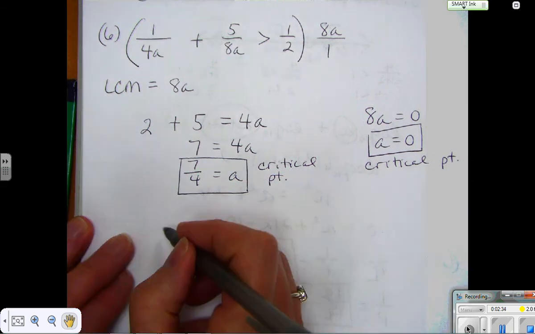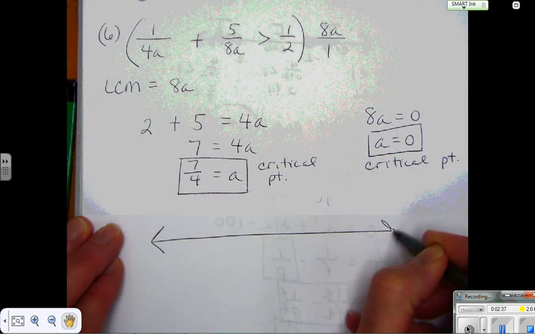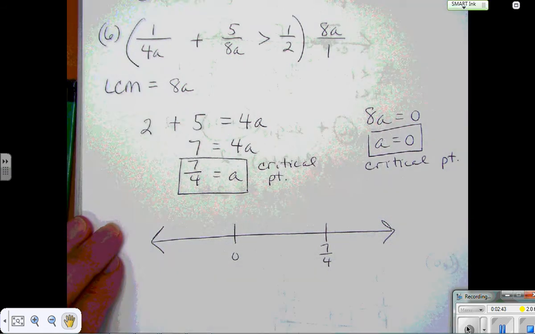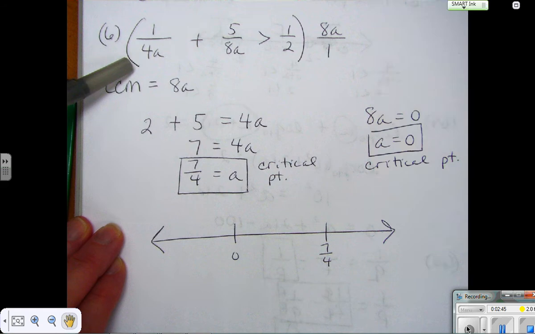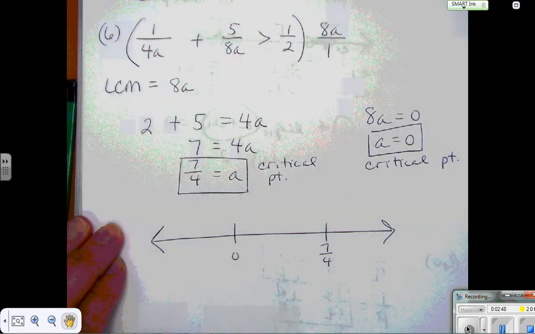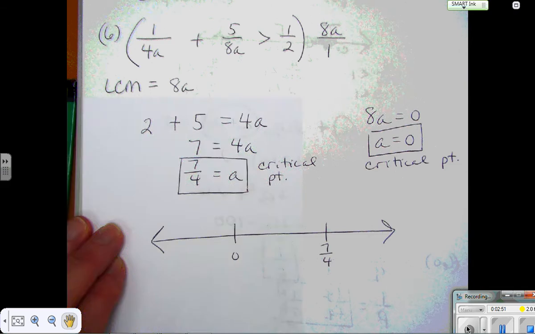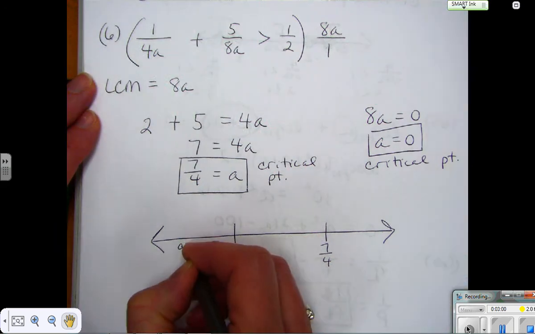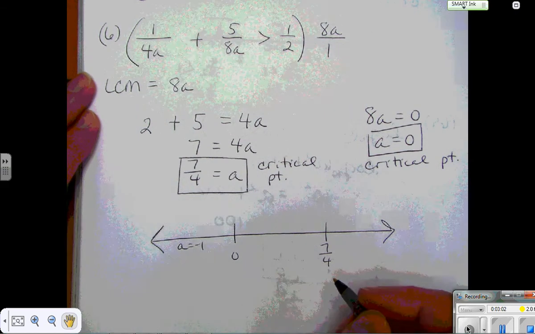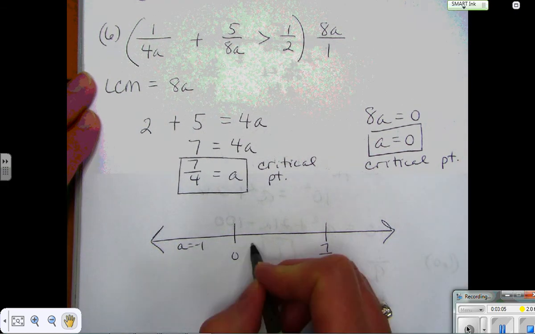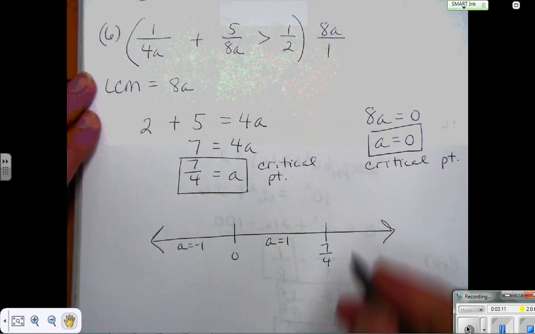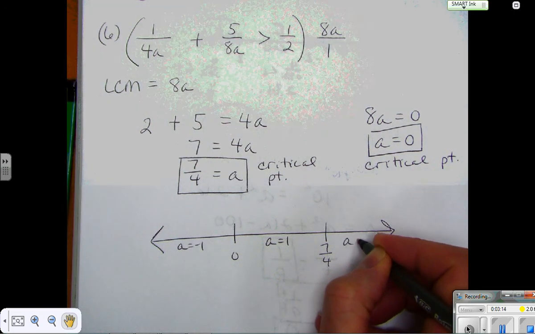So what that does is, on the number line, it's going to break up that number line into 3 parts, and I need to pick values from each part, substitute those values into the original inequality, and see which regions make it true. You could have more than 3 regions. Sometimes you'll have more than 2 critical points, but this one just has 2. So something less than 0, I'm going to use a equals -1. I like to use the easier ones, okay, and just make it simple to substitute in. This middle region, I'm going to use 1. That's between 0 and 7 over 4. And then the last region, I'm going to use a equals 2.